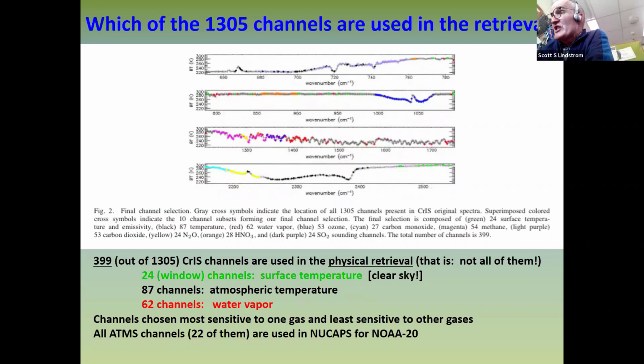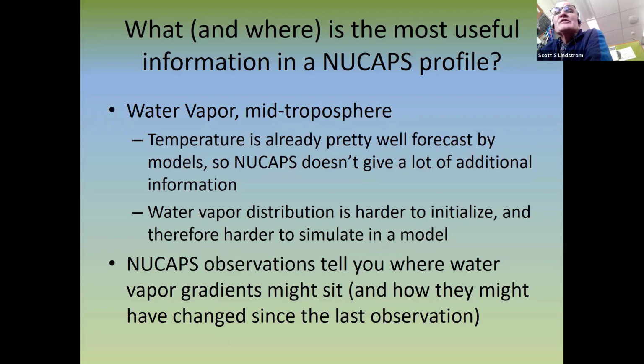How do you choose which channel to use? You're not using all 1,305, you're only using 399, and you're using ones that are what are called spectrally pure. So if there's a region in the electromagnetic spectrum that is sensitive to both carbon dioxide absorption and, for example, water vapor absorption, that kind of channel would not be used. You want to be able to discriminate between effects due to water vapor only and effects due to carbon dioxide only.